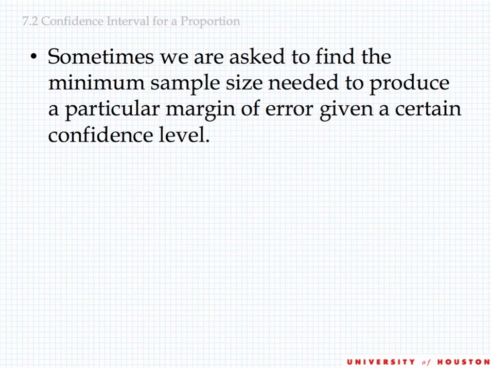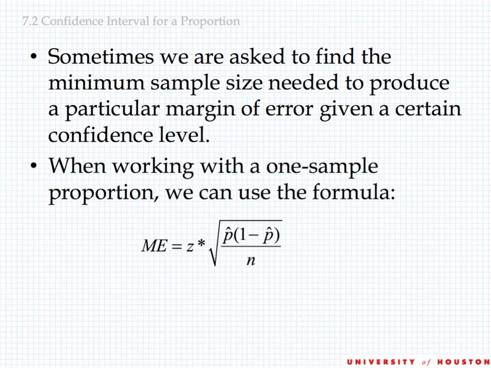Sometimes we're asked to find the minimum sample size needed to produce a particular margin of error given a certain confidence level. When working with a one sample proportion, we would use this formula, the same one we used for the margin of error, our critical value times our standard error. But this time, if we're trying to find the sample size, we won't know n, but we will be given a maximum margin of error, and we'll solve the equation for n.